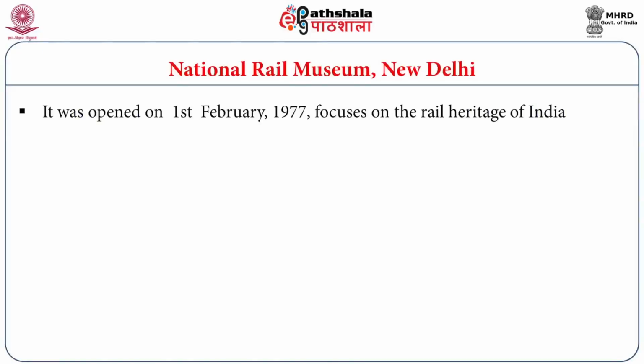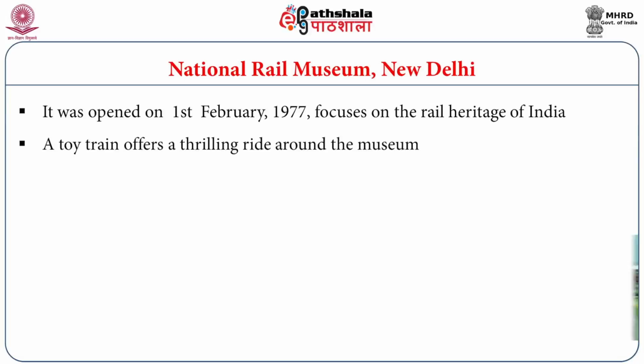The advent, the expanse and the technological changes, everything, the equipment and the variety of rail engines, bogies, inside the furniture, inside the bogies, etc. One can have a glimpse if you visit Rail Museum in Delhi run by Indian Railways. It was opened on 1st February 1977, focuses on the rail heritage of India.